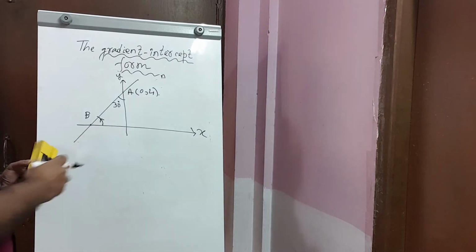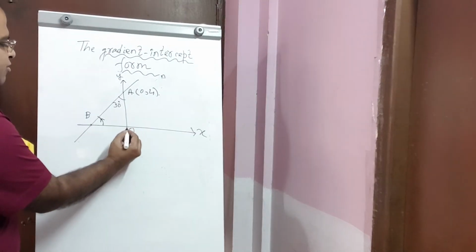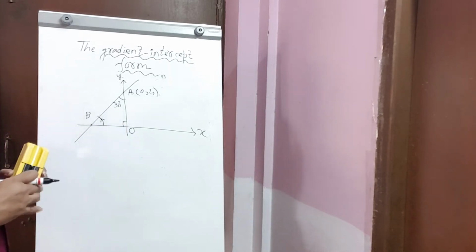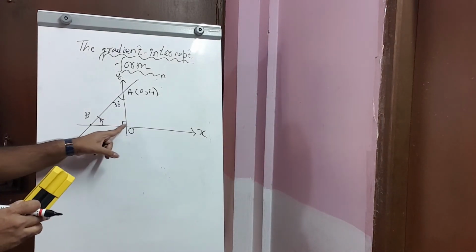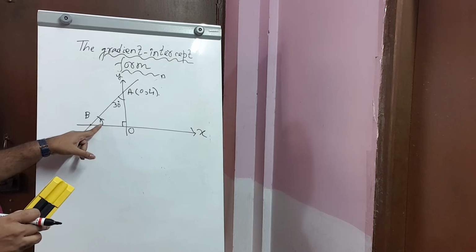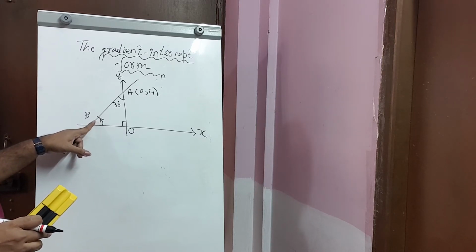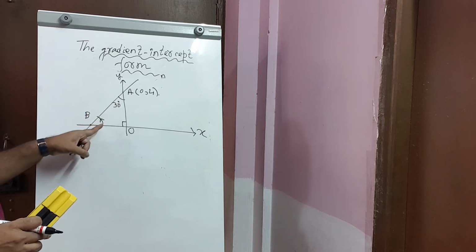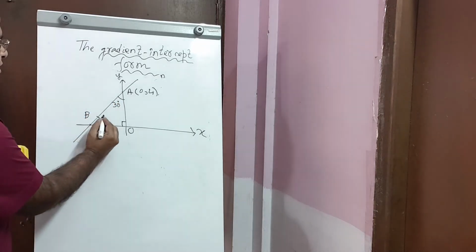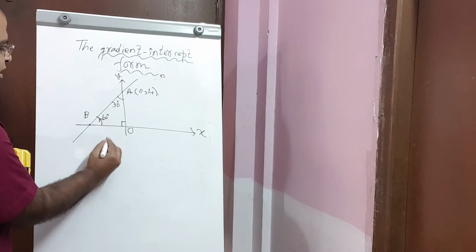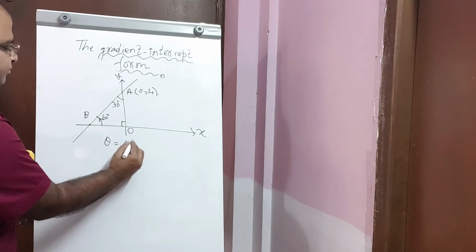So here, as we see, OAB is a right angle triangle, this angle being 90 degrees, because the x and y axes are at right angles. So therefore the angle of inclination becomes 60. So here the angle is not directly known, but indirectly from this information we can get the angle of inclination to be 60 degrees. So that is our theta. Theta is equal to 60 degrees.